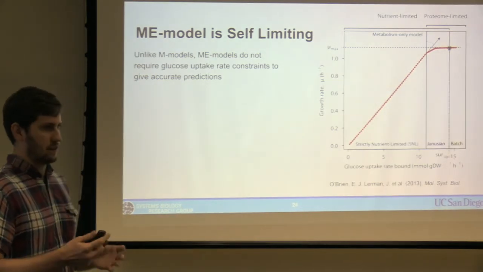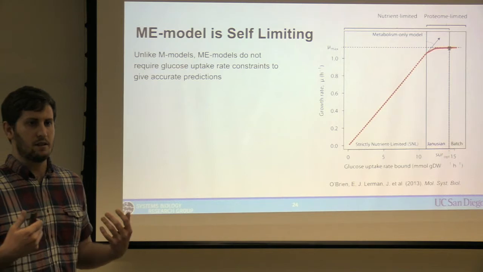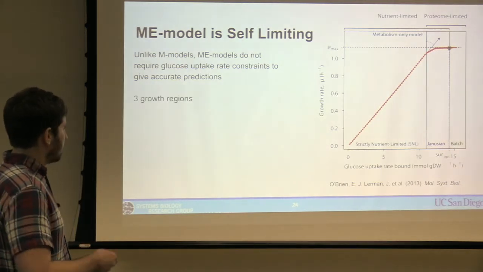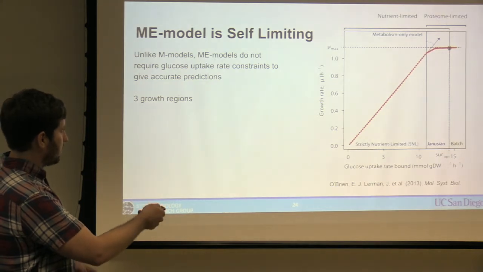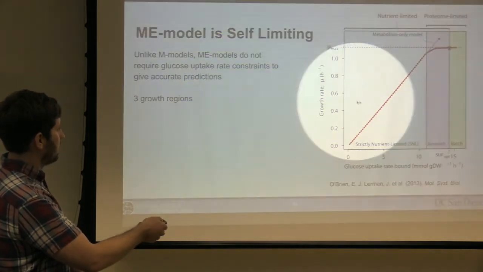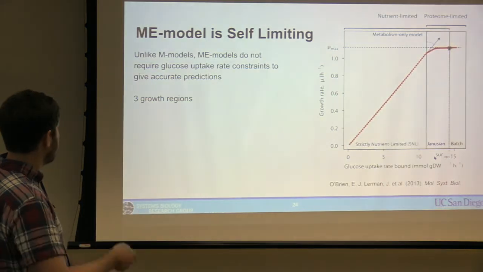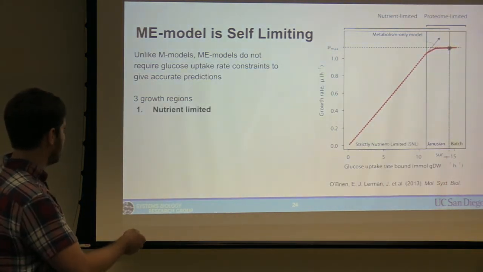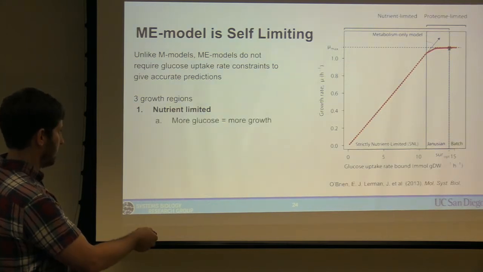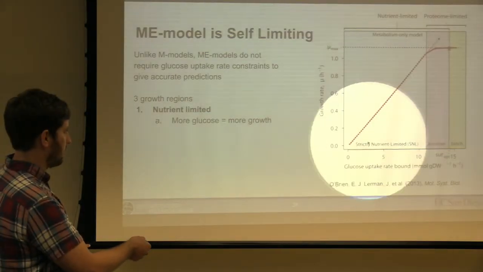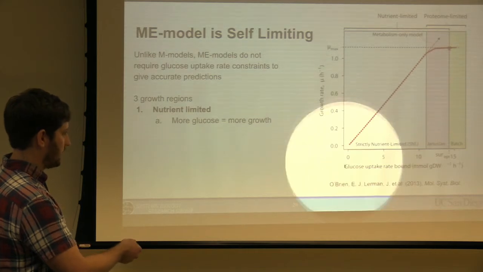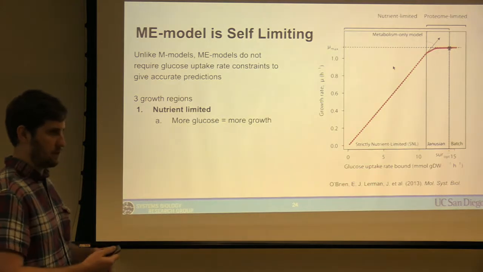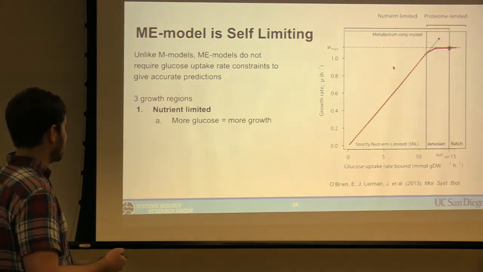So you can take glucose in a simulation and leave it completely unbounded, so it can take up as much as it wants. As a result, we get a growth curve. This is an ME model simulation curve that looks something like this, broken up into 3 growth regions. The first of these is the nutrient-limited region. This is below the maximum growth rate, where if you give the model more glucose, it's going to grow faster at a linear rate. So basically, more glucose equals more growth.